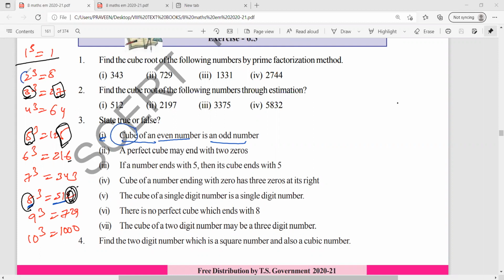First you take 2, which is an even number. Even number cube, what do you get? Even number only, no? But what they're telling is the cube of an even number is an odd number. It is wrong, right? So the answer is false.